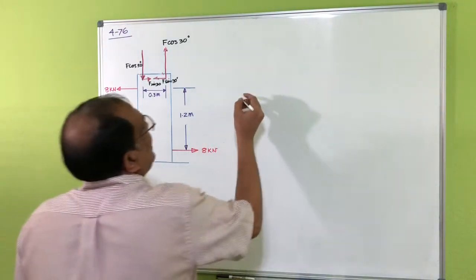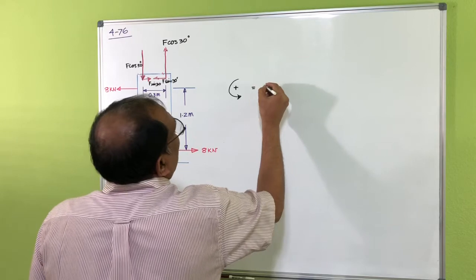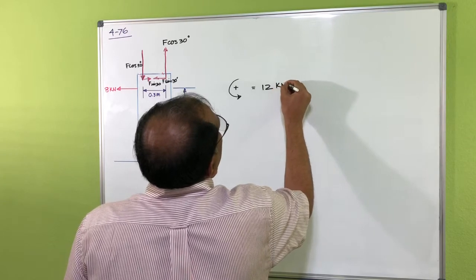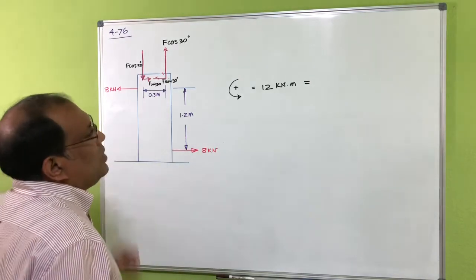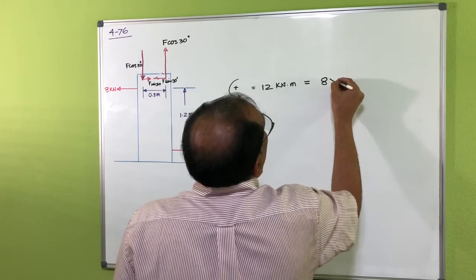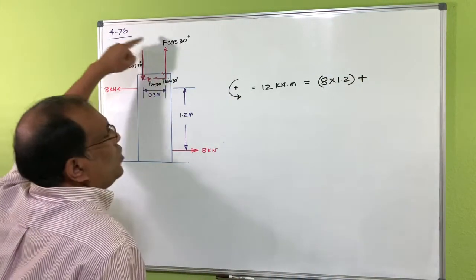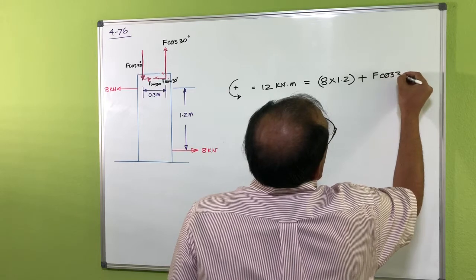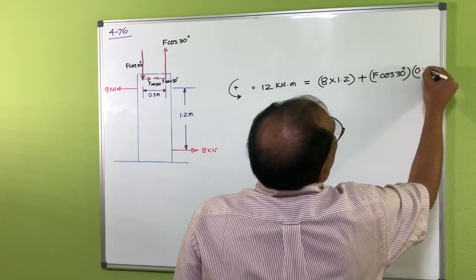So if I assume that counterclockwise is positive, then the resultant moment is basically 12 kilonewton meter. That would be the moment of these two couples here. For the first couple, this is counterclockwise, so positive 8 into 1.2, plus, because this one is also counterclockwise, F cosine 30 multiplied by the distance, which is 0.3 meter.